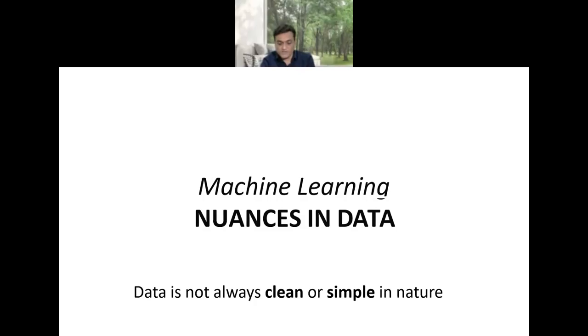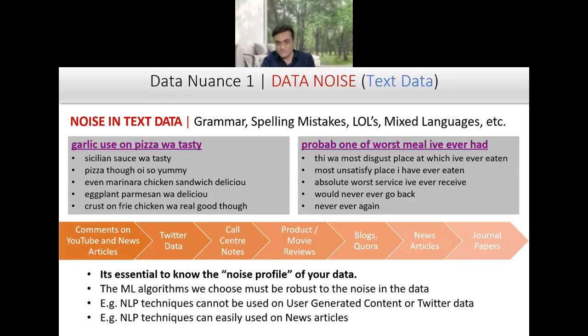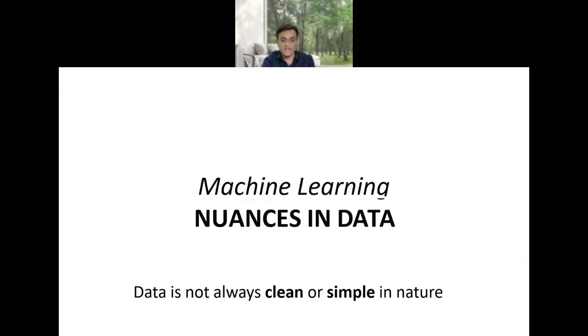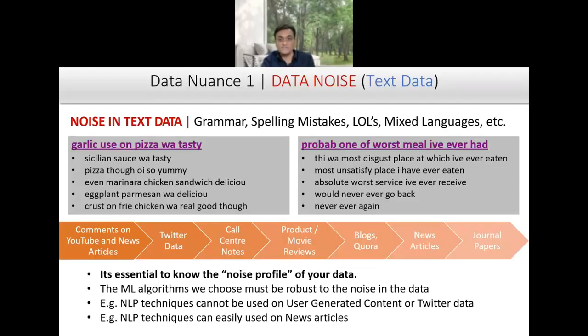So I've written a sentence: data is not always clean or simple in nature. Most of the time, data needs to be cleaned, and it is not even as simple as what we understand. So this is again a data nuance, one about textual data, and when your data has noise in it, I'm talking about basically the cleanliness of the data, and it is all about how the data is mixed up with noise, how the noise is involved.